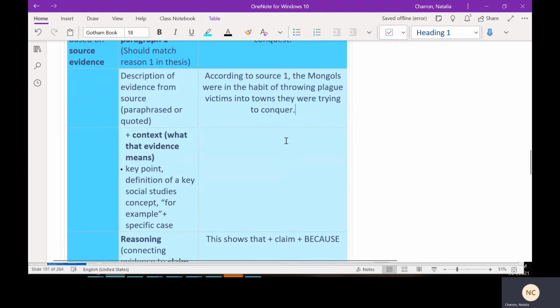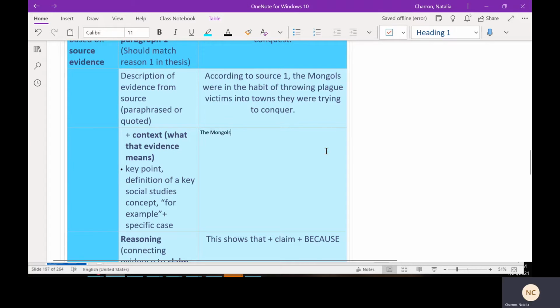Next, I need to talk about what that means by putting it into context. So just like a teacher, right? You can't assume that your audience knows anything about the Mongols or what it is that they're trying to conquer. And here you need to add any specific detail from class that helps your audience understand what you just said. You can do that by adding a definition, some descriptions. If there's a for example you want to throw in, you totally can. So we'll go for the easiest thing.